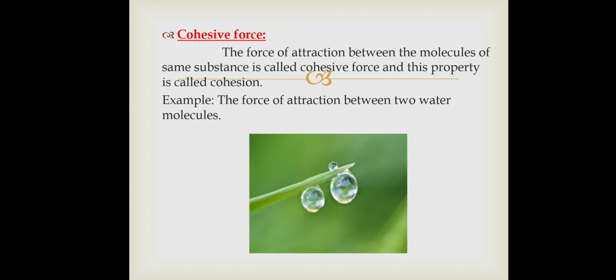Another cohesive substance is mercury. Mercury atoms are strongly attracted to each other. They bead together on the surface. Mercury is sticky to itself when it flows.